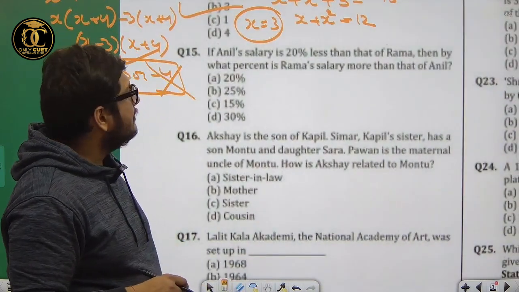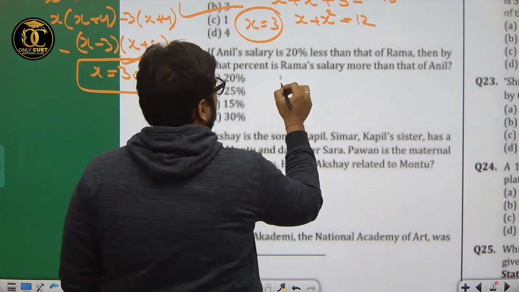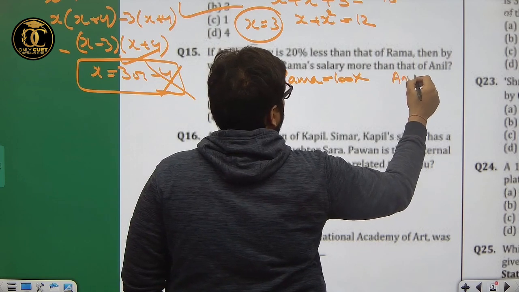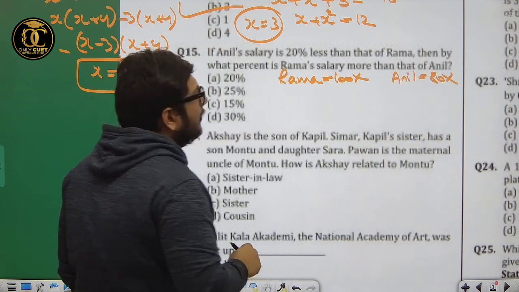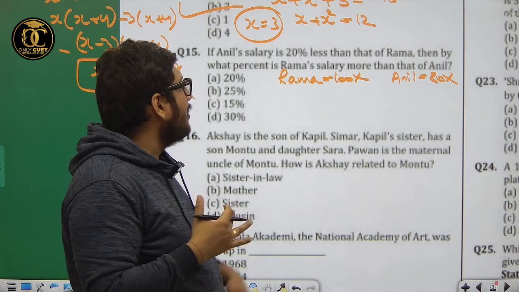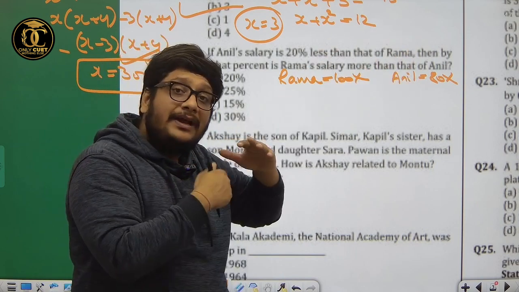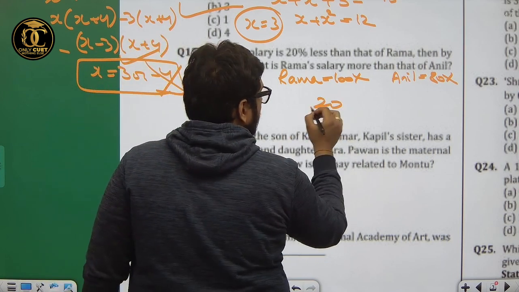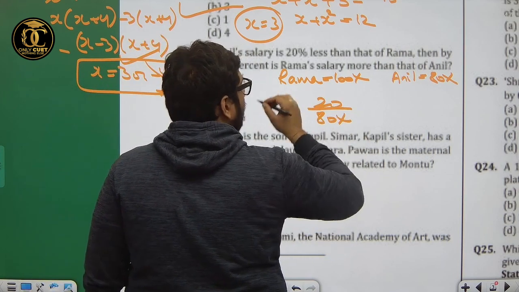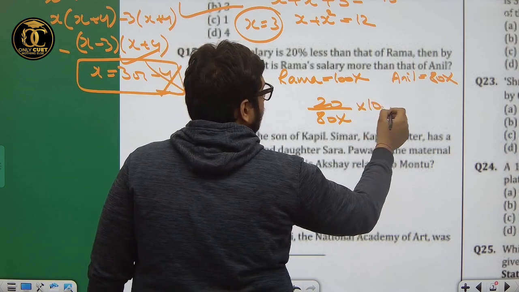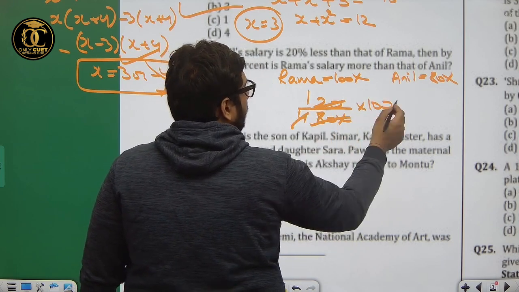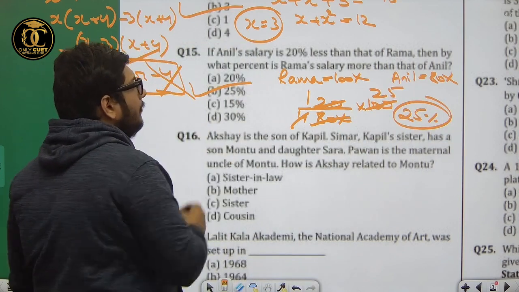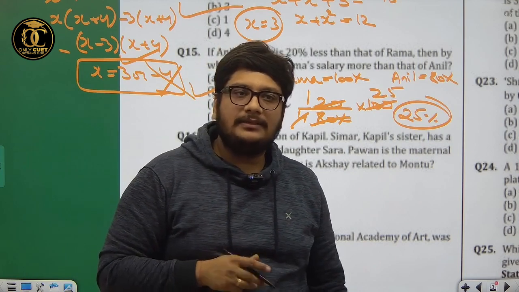Now it says if Anil's salary is 20% less than that of Rama's, let Rama's salary be 100x. So Anil's salary would be 80x. Then by what percent is Rama's salary more than that of Anil? Now we have to find how much percent more Rama's salary is than Anil's. So the difference is 20x, but here the base would be 80x because we have to talk with respect to Anil's salary, into 100. That is 1 upon 4, 25. So 25% is the correct answer. Option B. Clear?